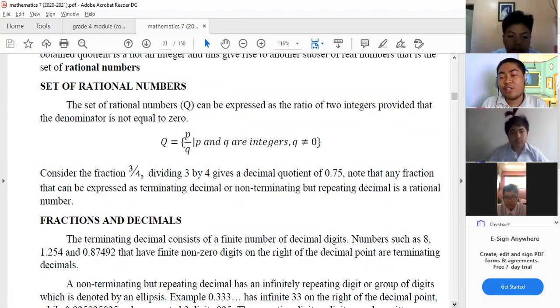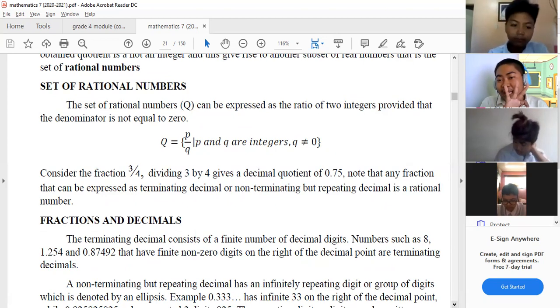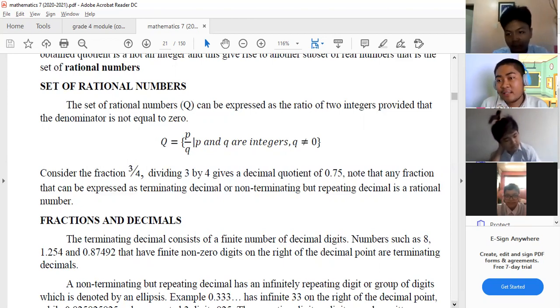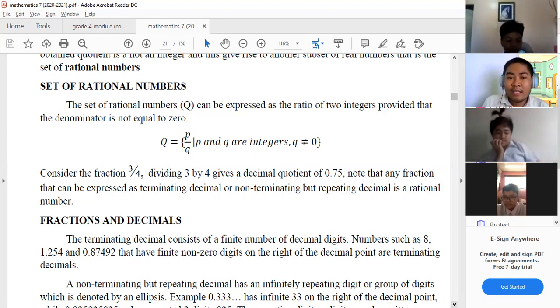So, consider the fraction 3/4. So, dividing 3 by 4 gives a decimal quotient of 0.75, di ba? Yes. Pag hinati mo yung 100, magiging 0.75. Kasi, di ba, tatlong binteng. That's the example. So, 1/4 ng piso is 25 cents, tama? Or 0.25. So, let's have the 3/4.